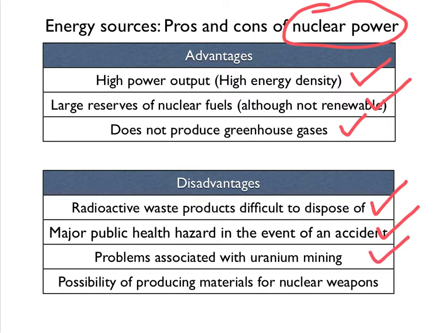Another disadvantage is the problems that are associated with uranium mining. There are some real health issues with the people that have to work in uranium mines. And another disadvantage is a possibility that the nuclear fuel that's designed for being used in a reactor may be diverted for nuclear weapons.